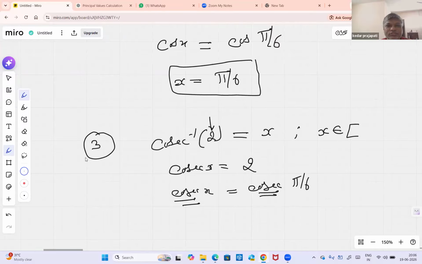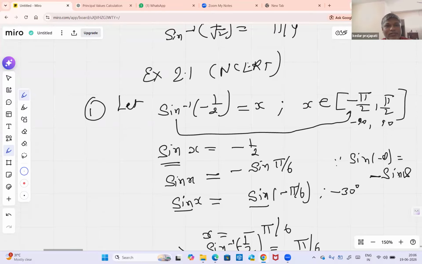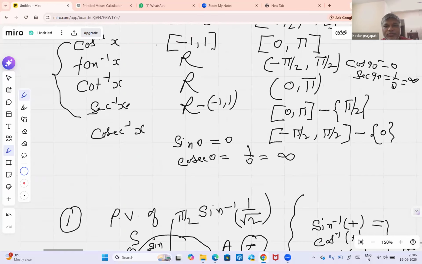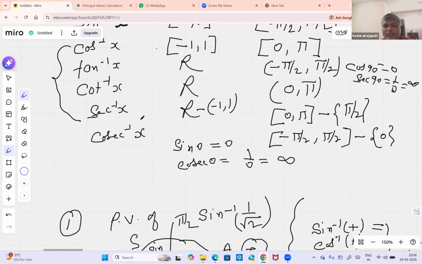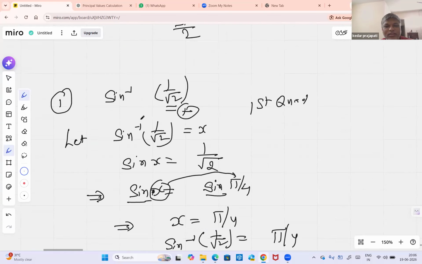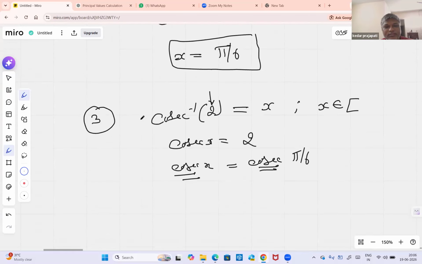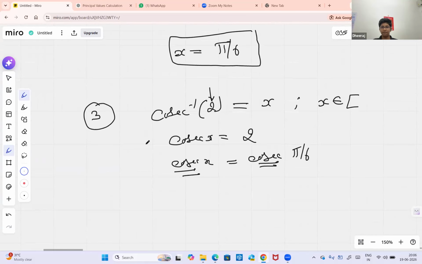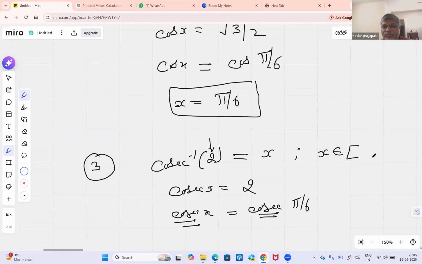Are we sure? Just now we studied. I just want to see. So it is related to sine. How will you remember? Cosec is the inverse of sine. So the range of sine is minus pi by 2 to pi by 2.